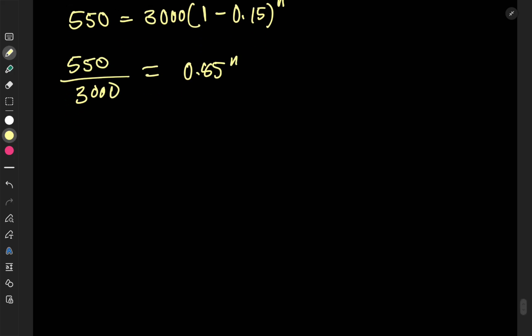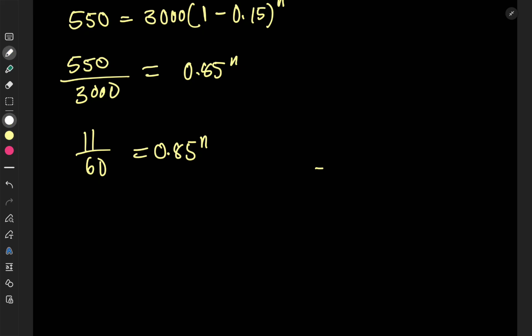So I'm going to say, what is 550 divided by 3,000? We'll get 0.18. I change it to a fraction. Remember, to change to a fraction, you say second function, then the button which says A, B over C. And you get it as 11 over 60 is equal to 0.85 to the power of N. Now, what do I do here?